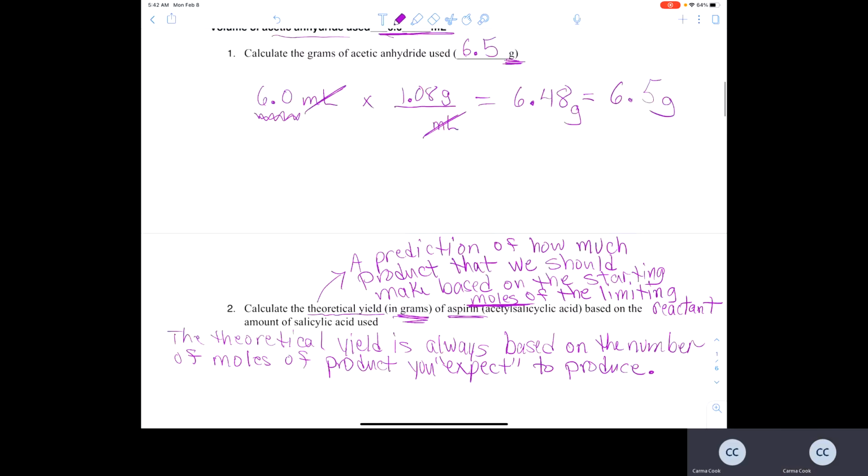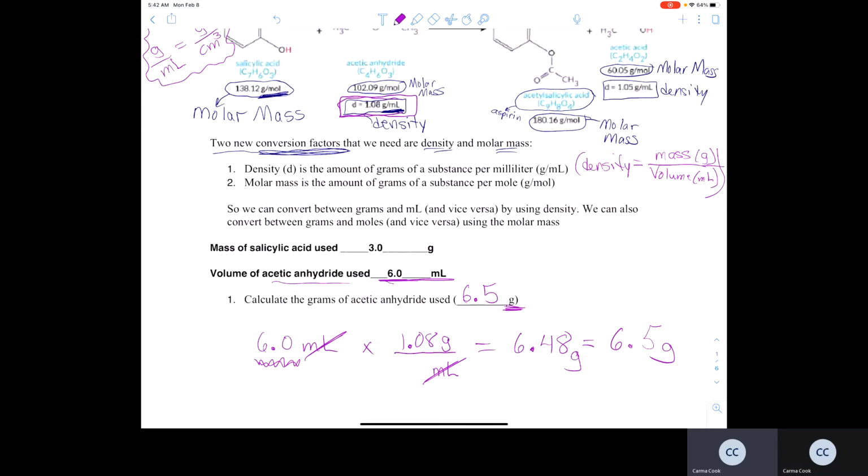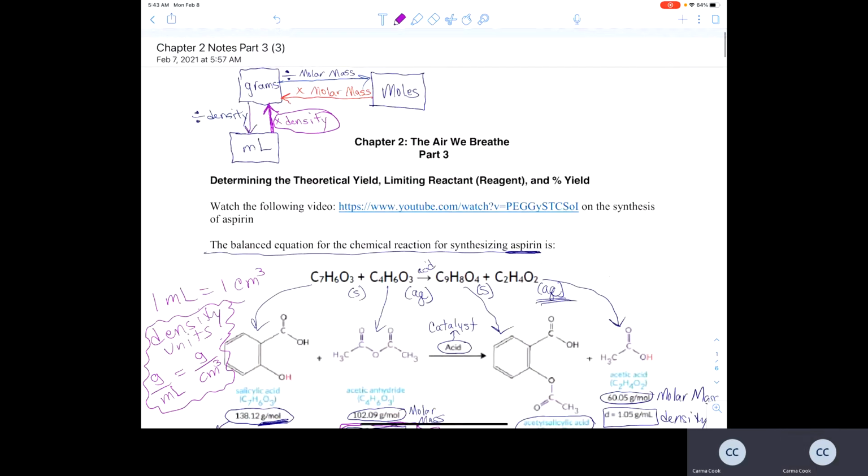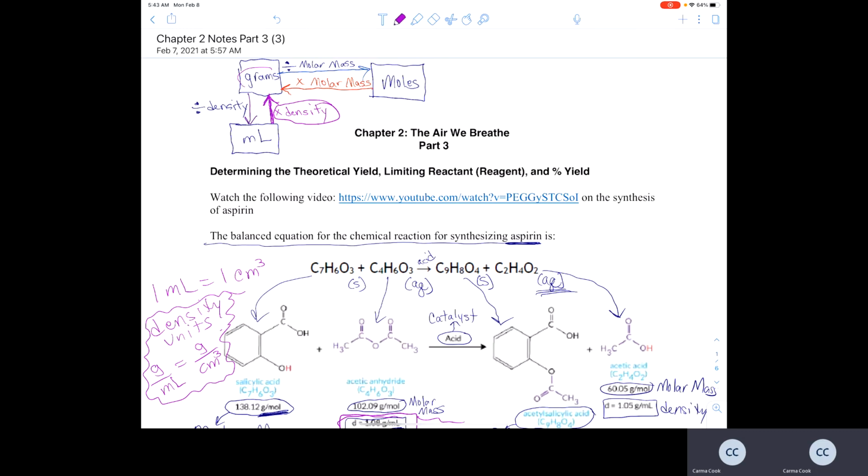Well, we know how many grams of each reactant we started out with: 3 grams of the salicylic acid, 6.5 grams of the acetic anhydride. So to calculate the theoretical yield of how much product we expect to produce in moles, we need to convert the grams of each reactant to moles by using molar mass. Remember our little flow chart. To go from grams to moles, you divide by the molar mass.